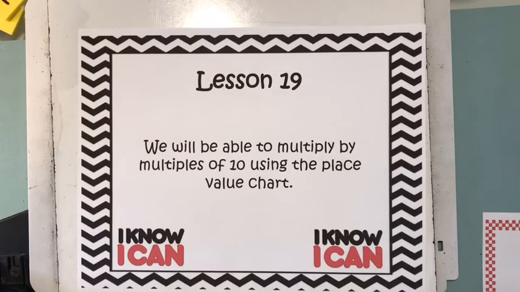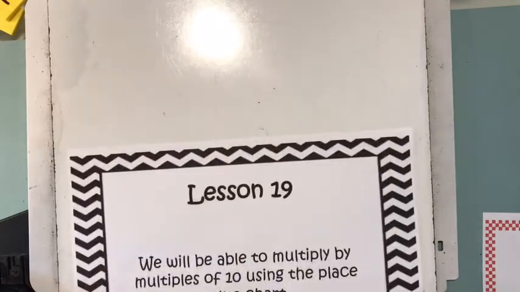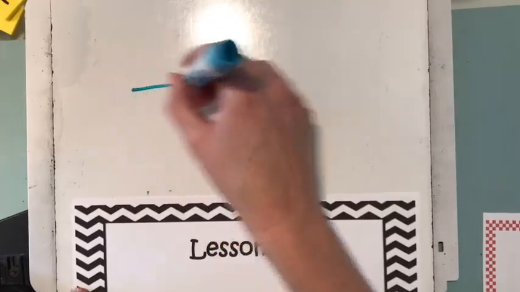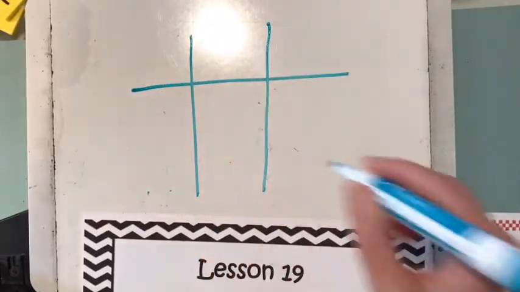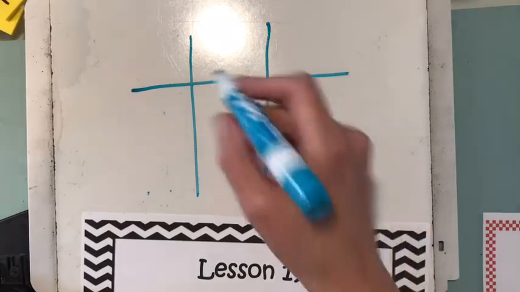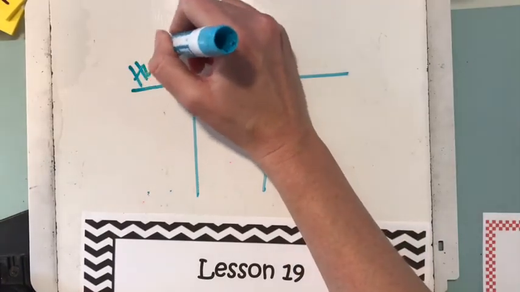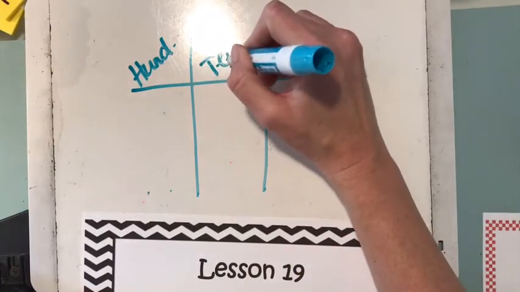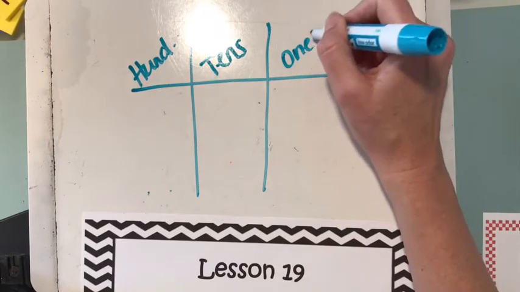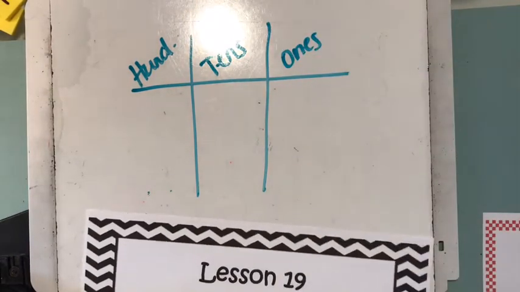Right, so today is lesson 19, and we're going to be diving into multiplying by 10 now. Today the Eureka Math lesson is to just focus on the place value chart. If you remember this from last year, our place value chart looks something like this, where you have a hundreds column, a tens column, and a ones column. You guys probably remember that from Miss Bender's class last year.